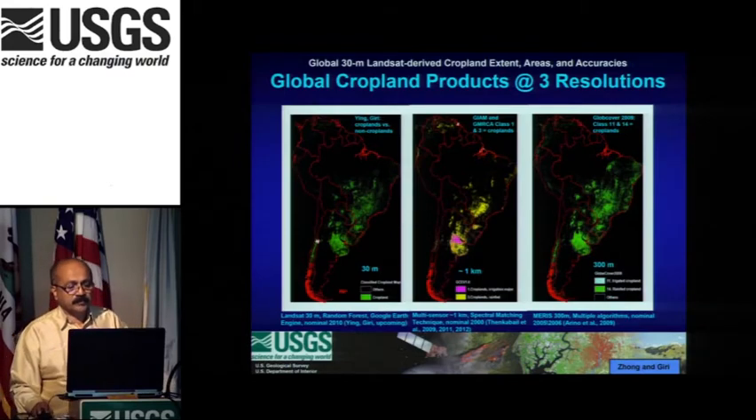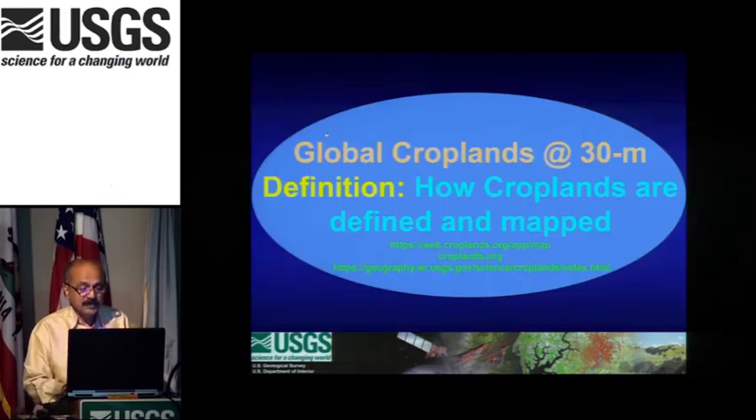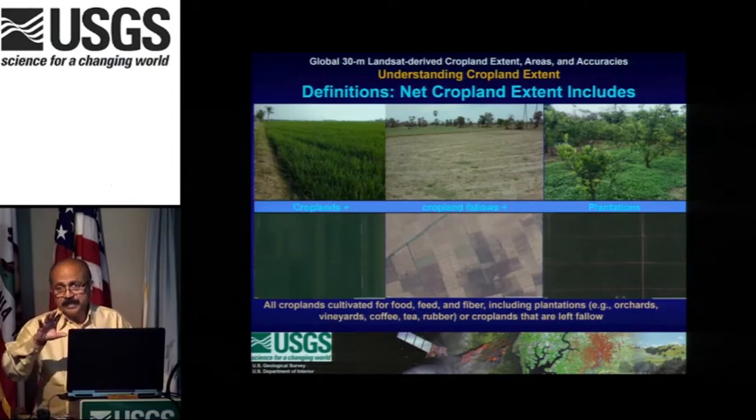Now here is an example of a 30-meter product, a 1 kilometer product, and a 300-meter product. If you just focus here on this area in the north of the South American continent, you can see only blips here. Of course, you have to zoom in and see, but you see a lot of this area at 1 kilometer and at 300 meters. What it tells you is that the geographic precision of where cropland exists is achieved very highly in the 30-meter product compared to coarser resolution products. So I will go through how we achieved a global cropland product at 30 meters.